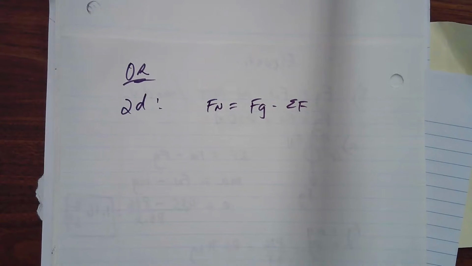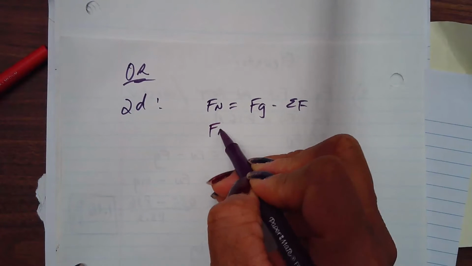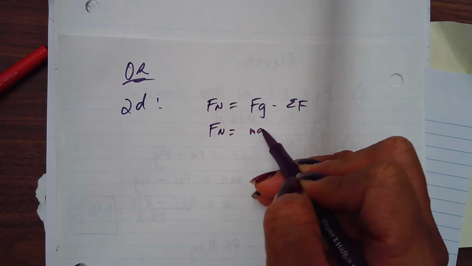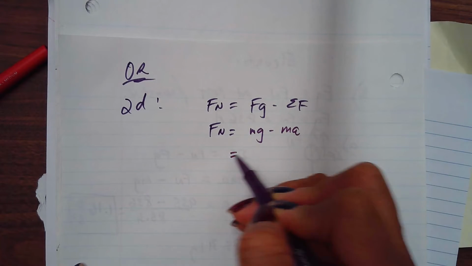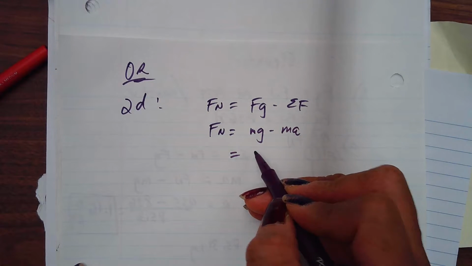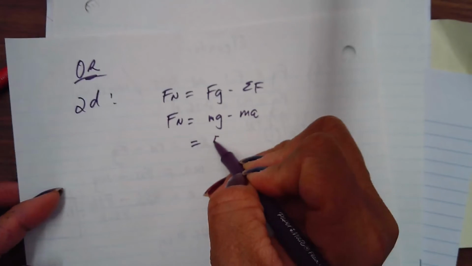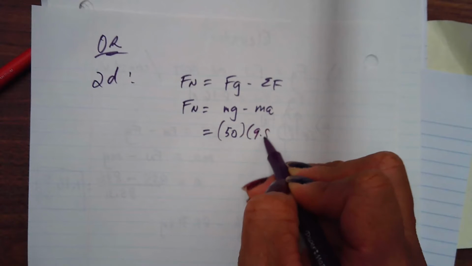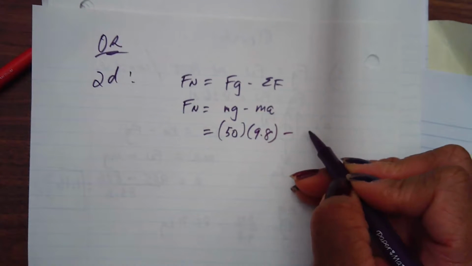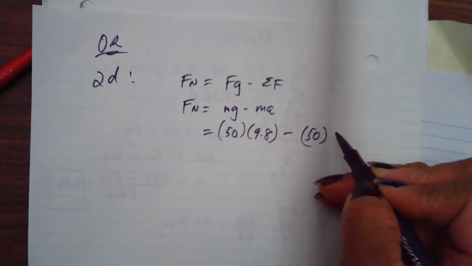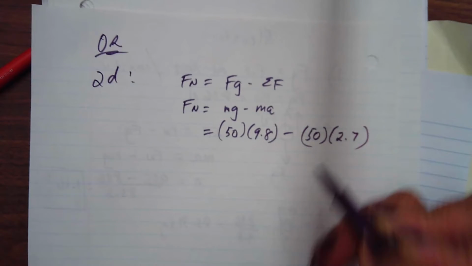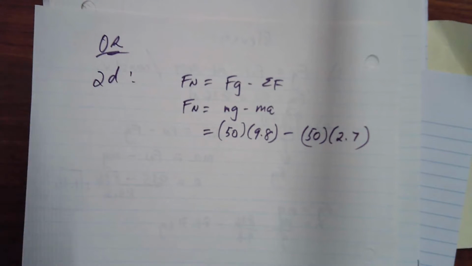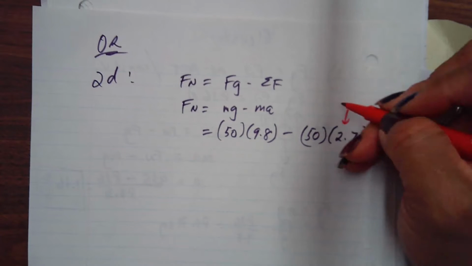So it's the same question, but this time it's interpreted differently. Fn is equal to mg minus ma. Look what I'm going to do this time. What was the mass of this person? 50, right? So I'm going to put 50 kilograms, 9.8. I could have just put 490, I guess. Minus 50 is the mass. This time I'm going to put 2.7 going down. So this would be the initial movement.